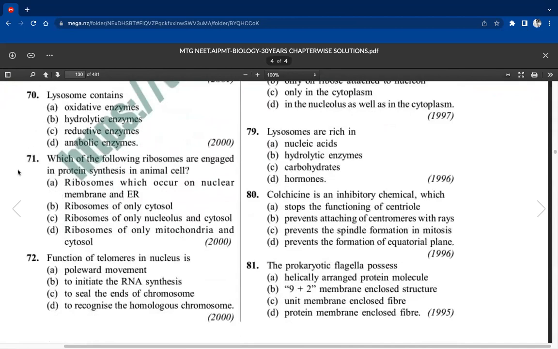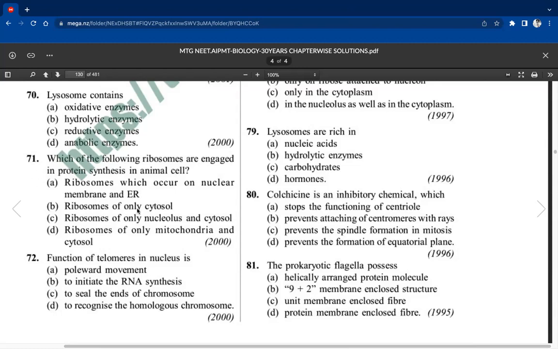Question number 71, Aisha. Which of the following ribosomes are engaged in protein synthesis in animal cells? Ribosomes which occur on nuclear membrane and ER; ribosomes of only cytosol; ribosomes of only nucleolus and cytosol; ribosomes of only mitochondria and cytosol. Option A. Perfect, very good. Right answer given within 10 seconds. Congratulations.